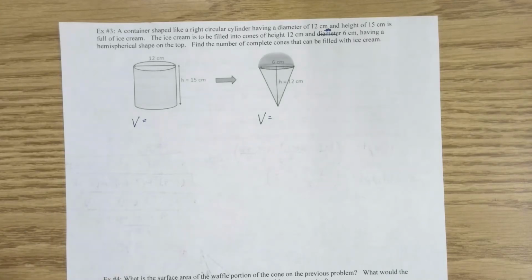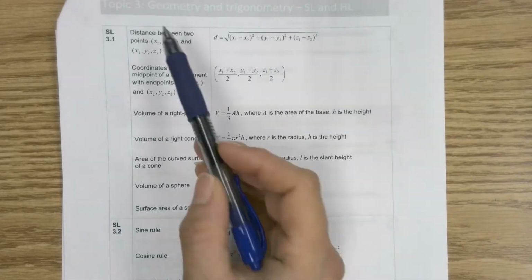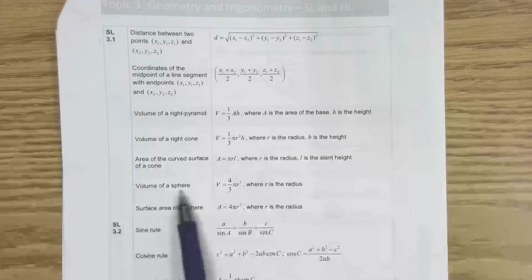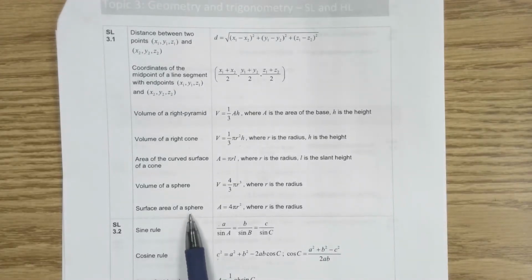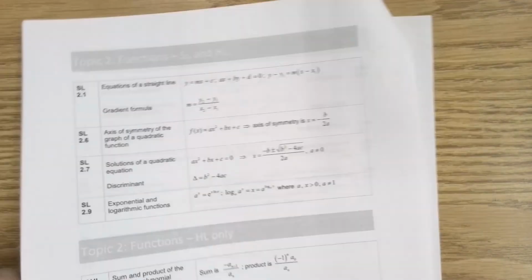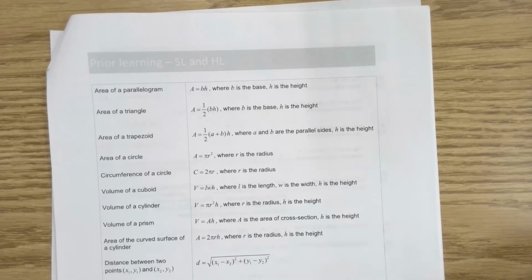If you look at your formula packet, I'm going to start by reviewing what's available in 3.1, which is volume of a right pyramid, right cone, curved surface of a cone, sphere, and surface area of a sphere. What you'll notice, there is no volume of a cylinder. That just means that it is previous knowledge. That means it is located at the beginning of your formula packet in the prior learning section. And here I find my volume of a cylinder, and it is pi r squared h.